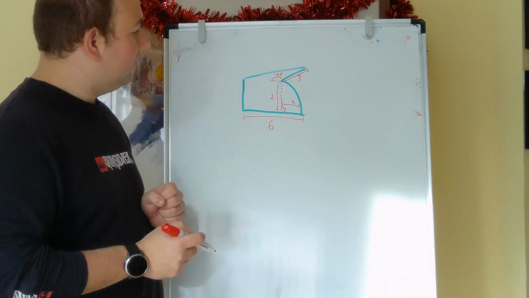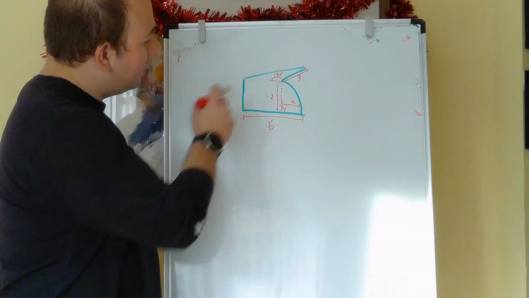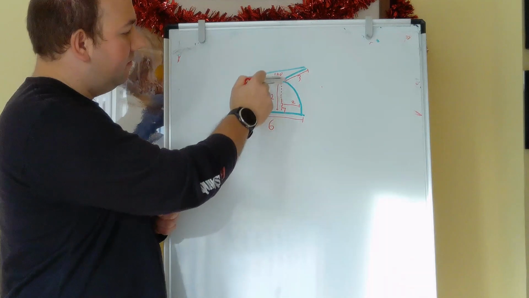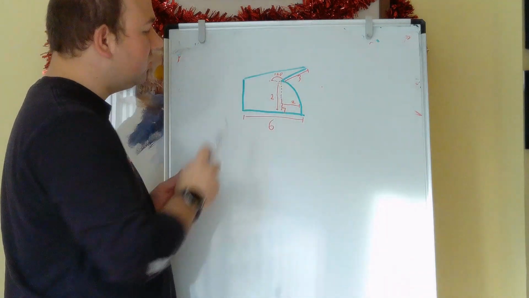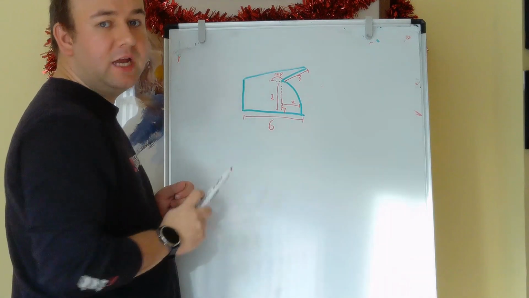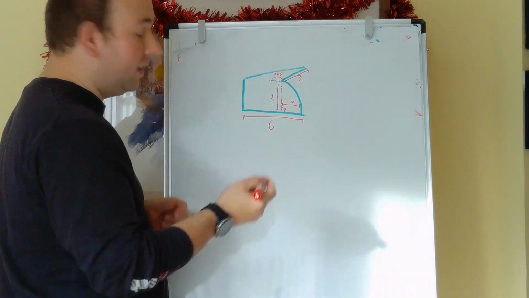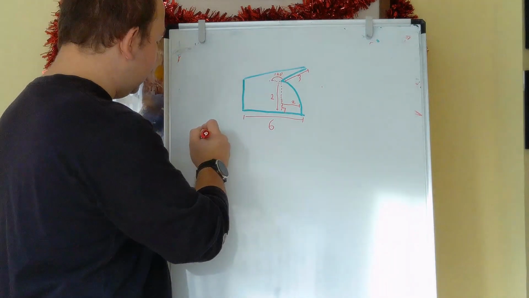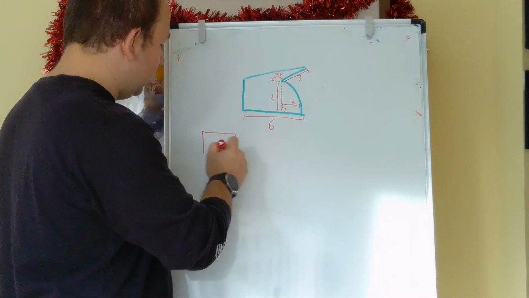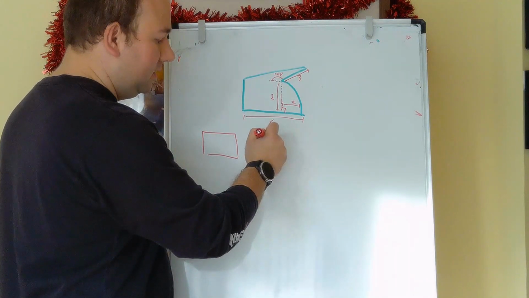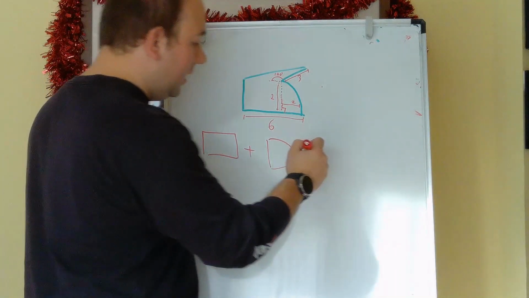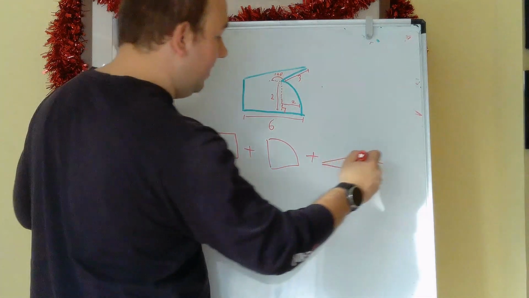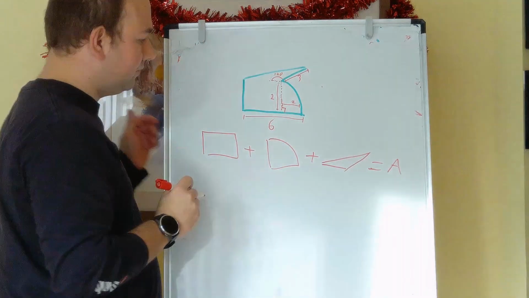First of all, break it down into things that you know. So when I look at this shape, I see that there is a rectangle, a quarter of a circle and a triangle, and the total area of the shape is going to be the sum of all that. So I'd start off by just writing down a formula to show this. I'd say that the rectangle plus the semicircle plus this triangle is equal to the area, which I'll call A.